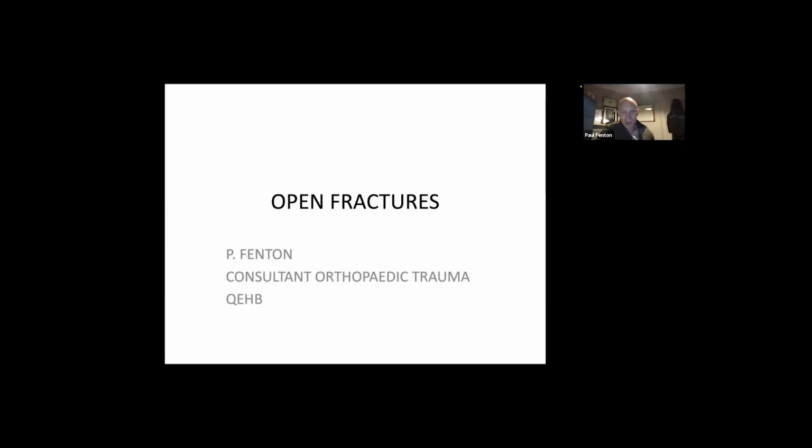So I'm an orthopaedic trauma surgeon based in Birmingham, specialising, I guess, in lower limb trauma and limb reconstruction. And so this evening we're going to talk about open fractures, concentrating mostly on lower limb, but the principles basically apply to all open fractures.